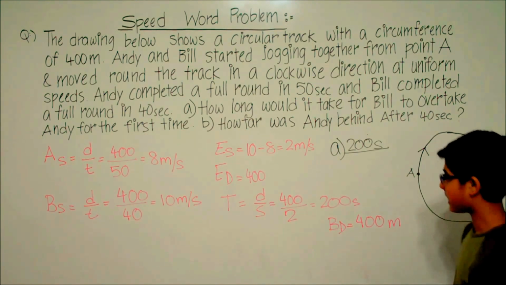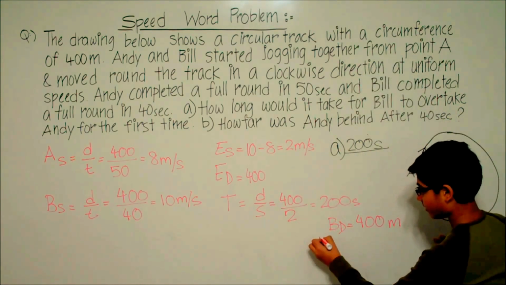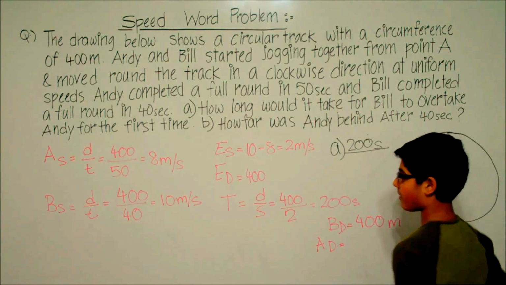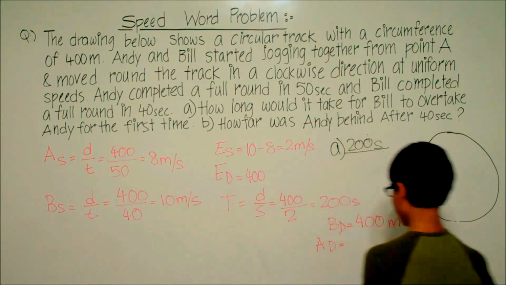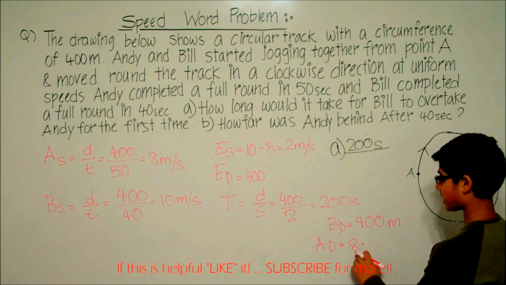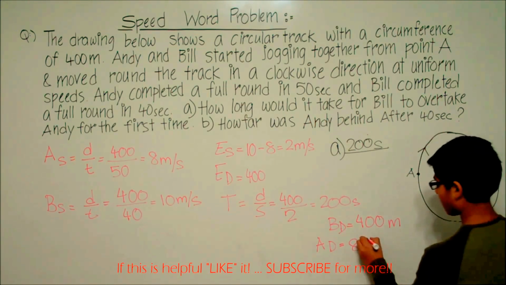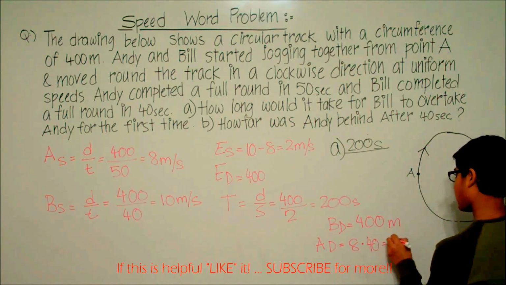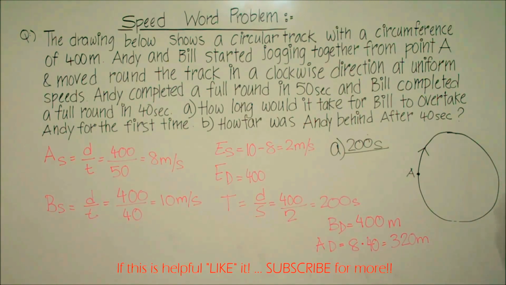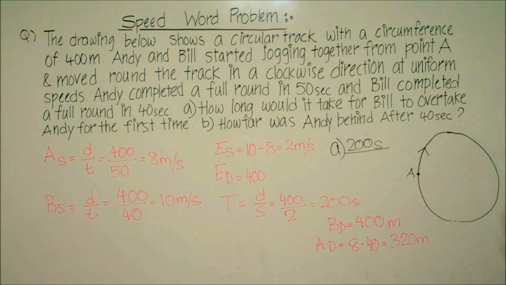Now let's find Andy's distance after 40 seconds. So Andy's distance, A for Andy, D for distance, is equal to, now we know that he travels at a speed of 8 meters per second, so 8, the speed, times the time, which is 40 seconds, and you get 320 meters. So this means that Andy's distance after 40 seconds is 320 meters.